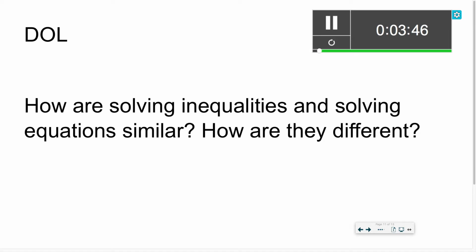Identify the differences, and then I'll summarize the differences. What are the steps you take to solve an equation? How is it similar and how is it different? Try to state some differences.